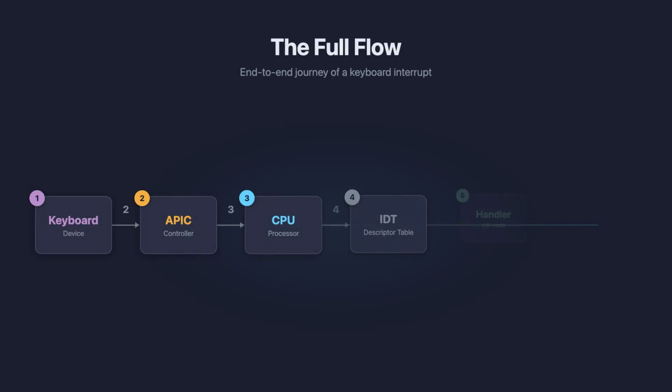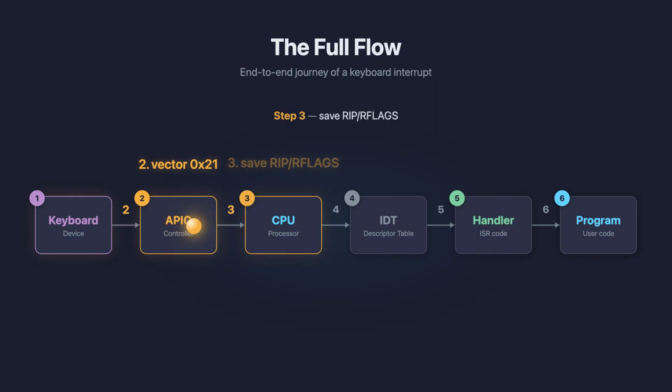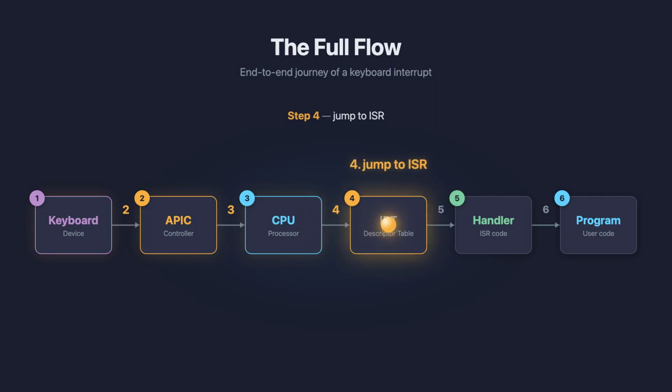Let's follow an interrupt all the way through. Step 1, you press a key. The keyboard controller raises its IRQ line. Step 2, the APIC receives the signal and sends vector 0x1 to the CPU. Step 3, the CPU finishes its current instruction, then pushes its program counter, its flags register, and its stack pointer onto the kernel stack. Step 4, it reads slot 0x1 of the IDT, finds the address of the keyboard interrupt service routine, and jumps to it.